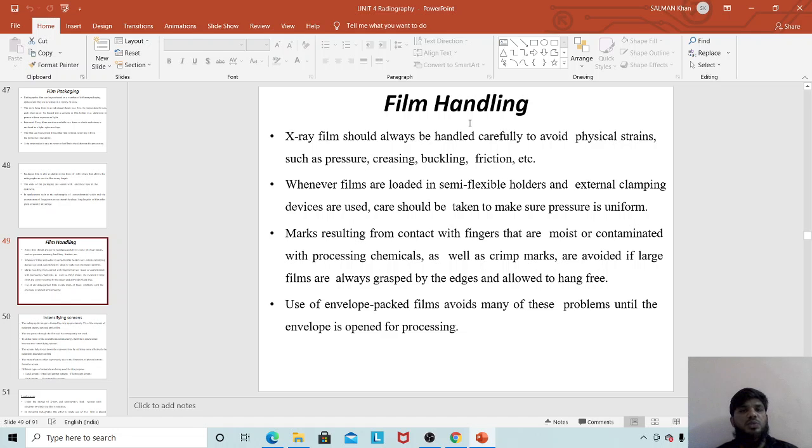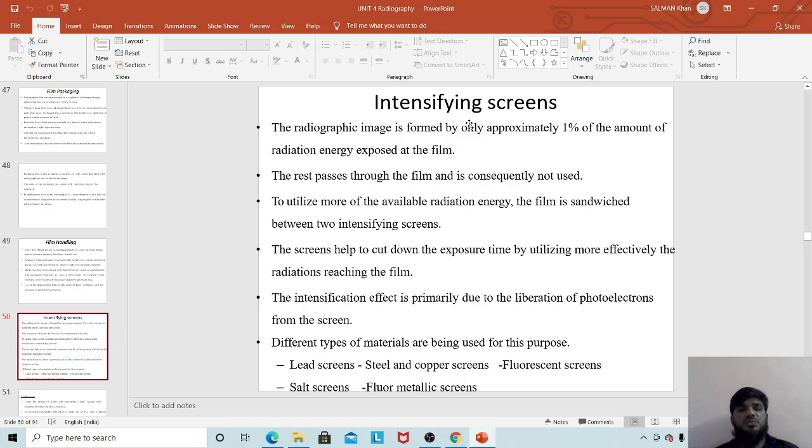X-ray film should be handled very carefully to avoid physical strain. Generally, the person who is developing the film will never touch the film with normal hands. He will take the film into some chemical agents, and he will be wearing gloves, so that he prevents a reaction between the hand and the film. The impressions or the dust particles present on your hand can even react with the chemicals present on the film.